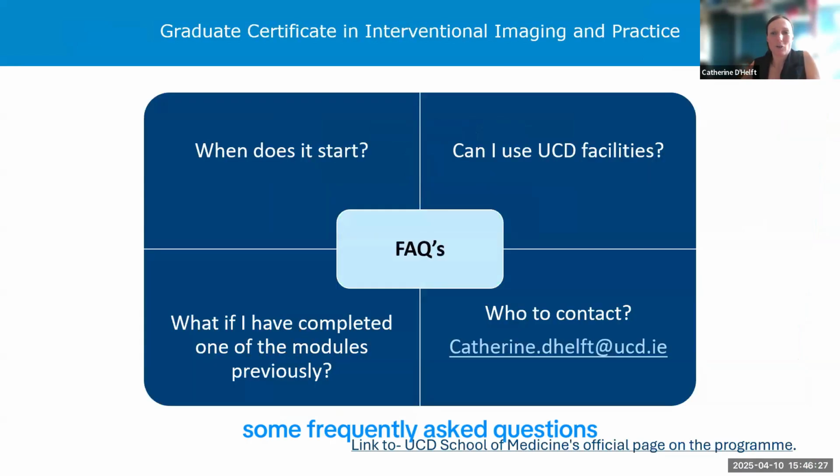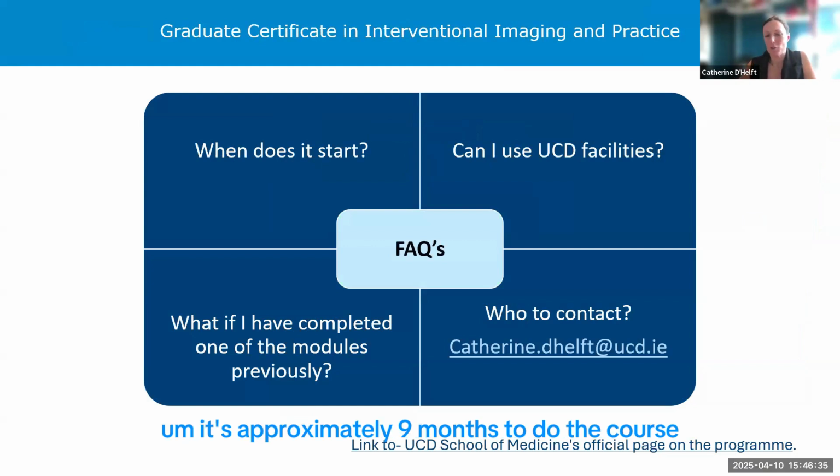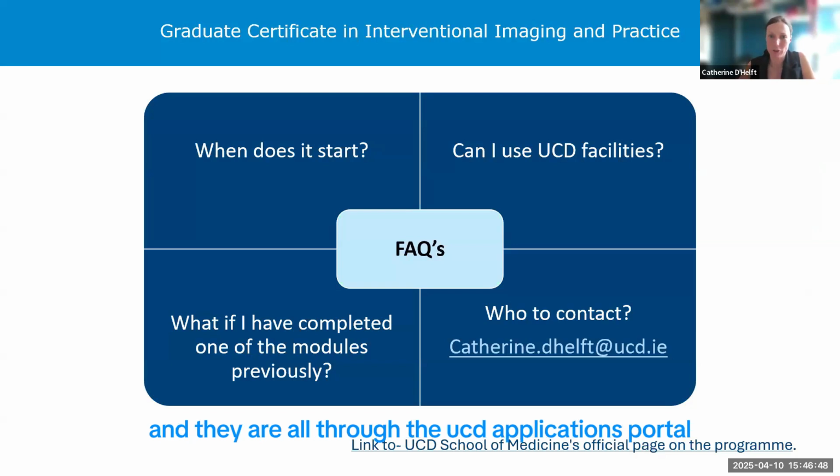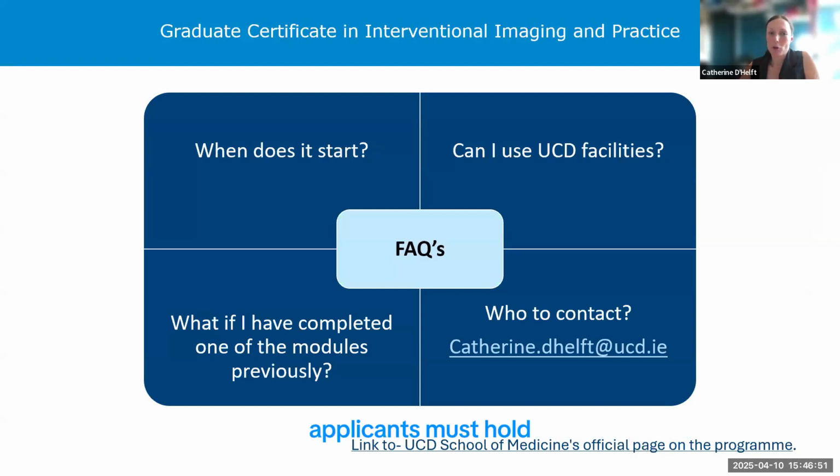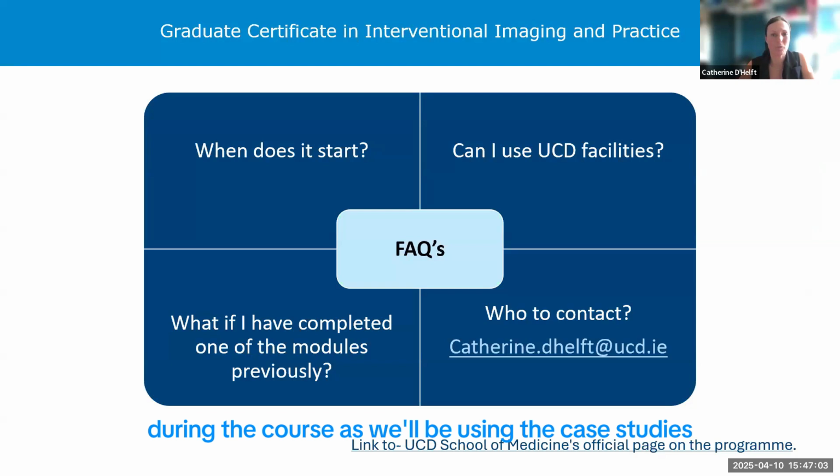So some frequently asked questions. It's run annually and starts in September. Successful candidates would finish in May. It's approximately 9 months to do the course, and it's spread evenly over the 2 trimesters. The applications are online and close mid-August, and they are all through the UCD applications portal. Applicants must hold a BSc in diagnostic radiography or similar from your country. And you must have worked in an interventional suite for a duration of 1 year prior to the course and, of course, during the course, as we'll be using the case studies.